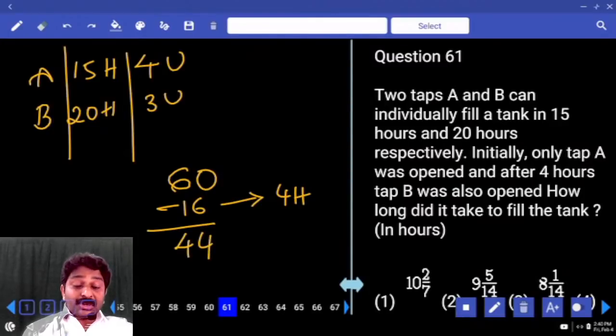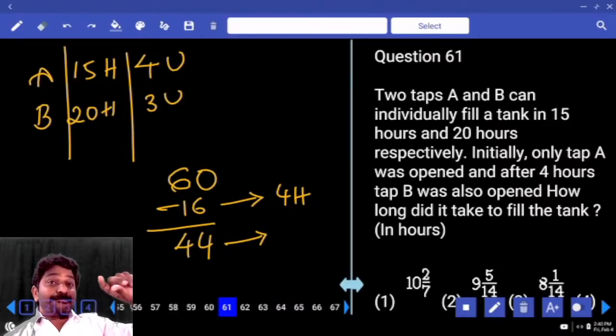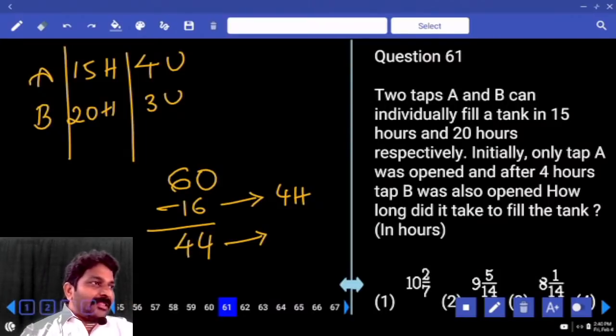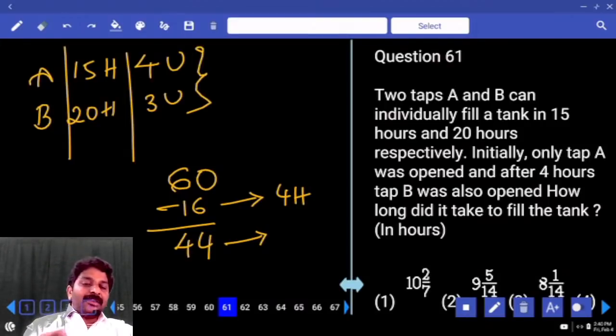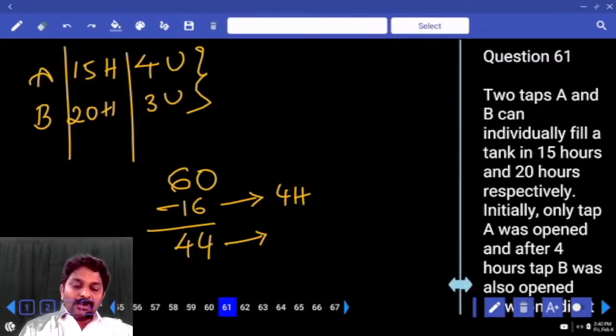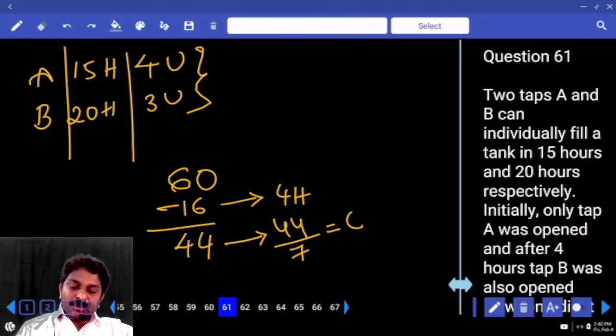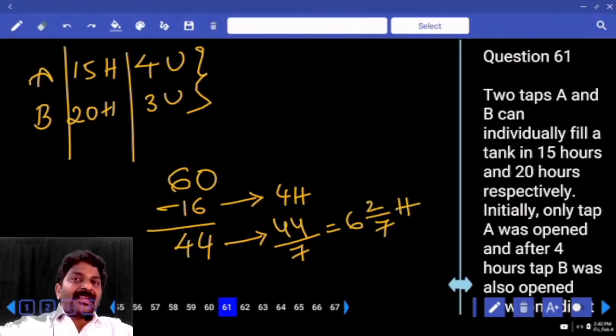44 units. Who should complete these 44 units? Now after 4 hours, B is also opened. That means both A and B are there, correct? So both A and B can do how many units of work? Now to complete 44 units, they need 44 by 7, which is equal to 6 2/7 hours, correct? Correct?